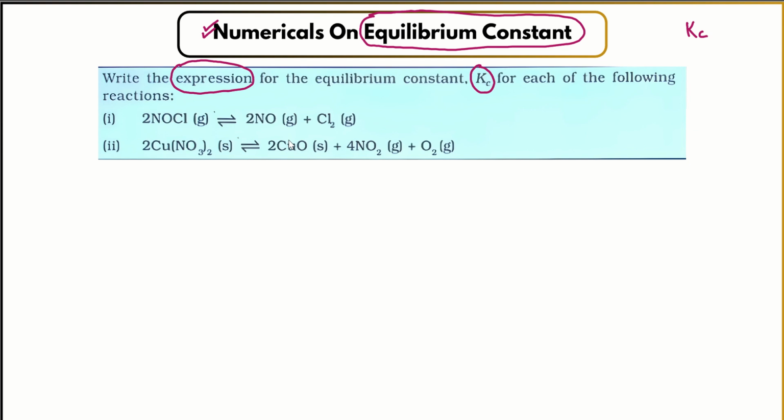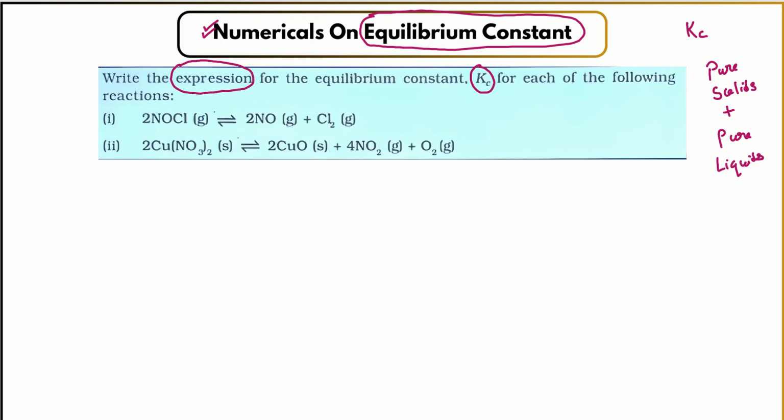Now some reactions are given to you. Never get confused. These are very easy. First of all, I have told you about the rules in the last lecture that you have to ignore pure solids and pure liquids while taking into consideration the equilibrium constant. You will see in your question paper that they will give you symbols like G, this is gas, S is solid, so that means we have to ignore this. This is also solid, we have to ignore this. This is gas, this is gas. We have to take this into consideration.